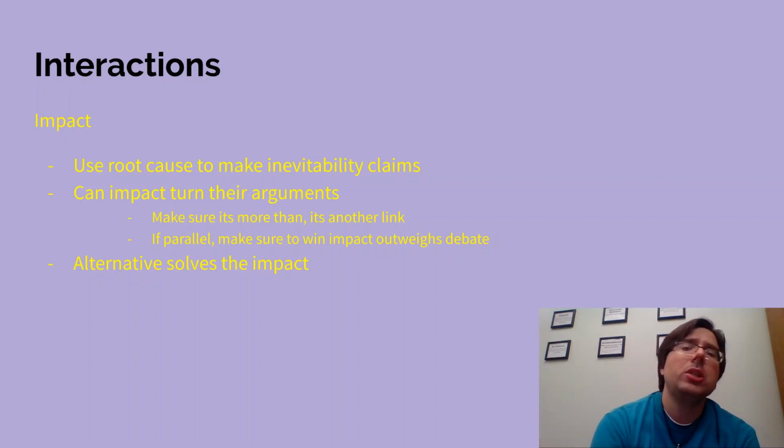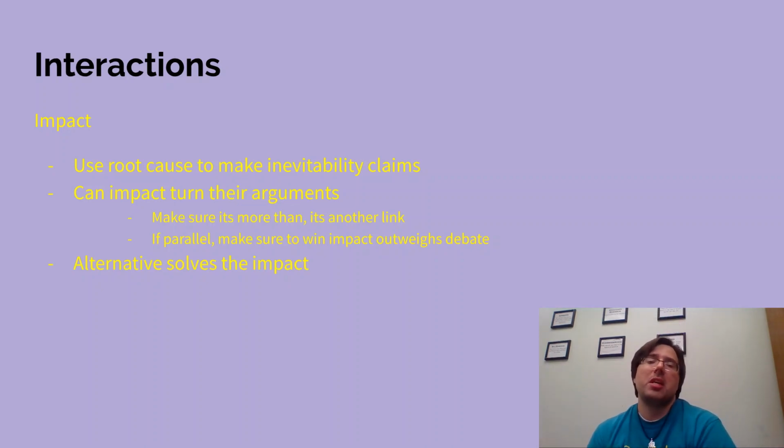On the impact level, you can use root cause to make inevitability claims. I think we sort of talked about this. It's kind of a combination of the uniqueness argument and the root cause arguments that we talked about above, except without any sort of solvency claims that are going on here.